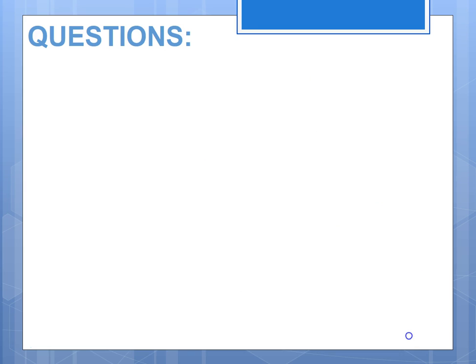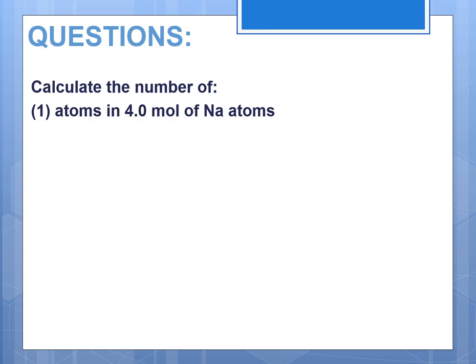We've been asked to calculate the number of atoms in 4 mole of sodium atoms. The things that we need to look at here: we're looking for the number of atoms, so I'm looking for big N, which is going to relate to atoms. I've been given a number of mole, so I've been given little n, and sodium atoms is the thing that I'm looking for.